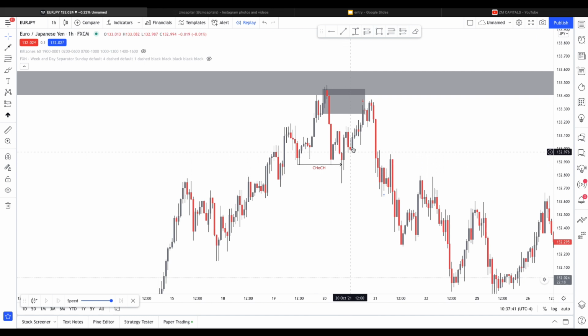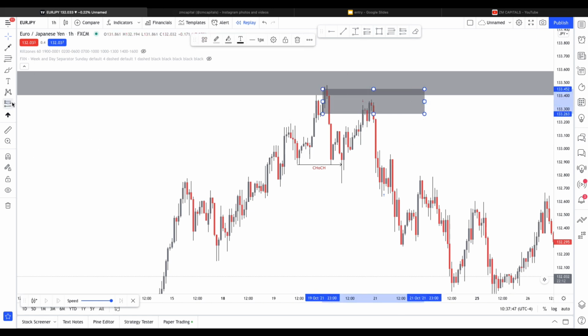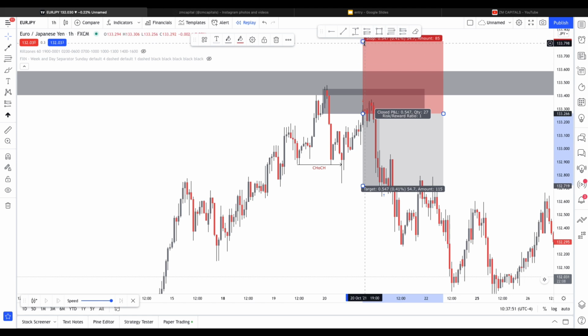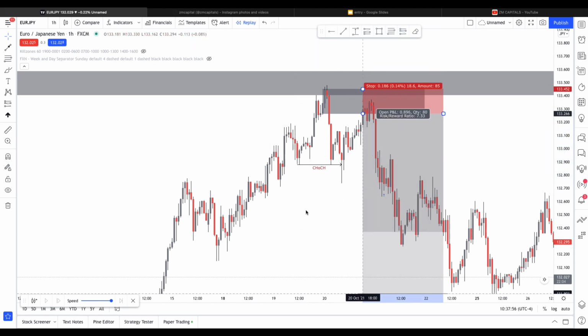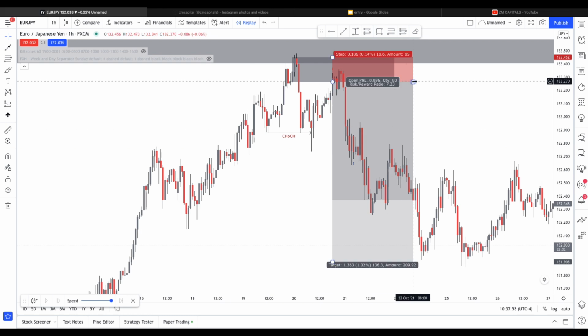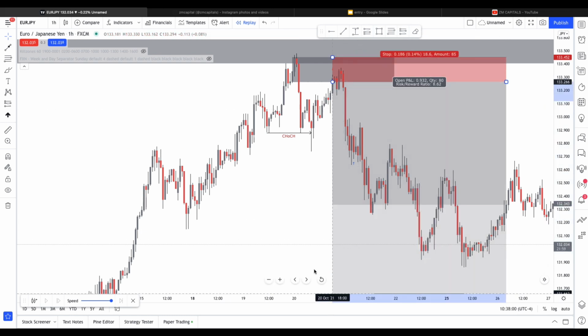So then we wait for the pullback to mitigate into this area of supply that we had on the 2 hour, and now we get in ourselves at this confirmation, because now we have confirmed that price is willing to move over to the downside. All right, now this is how we got in our entry for EJ.